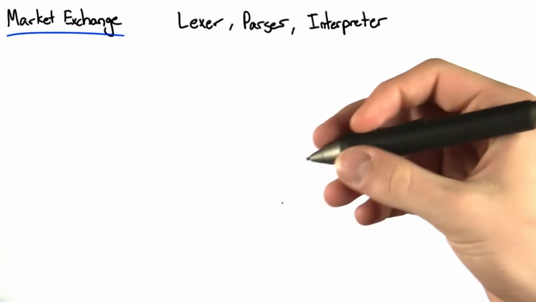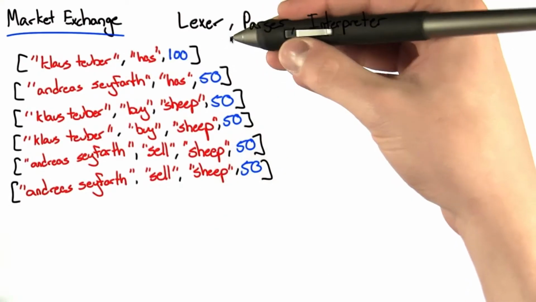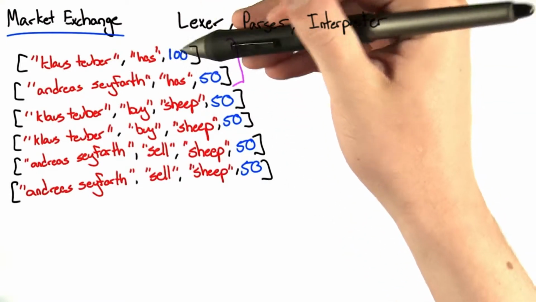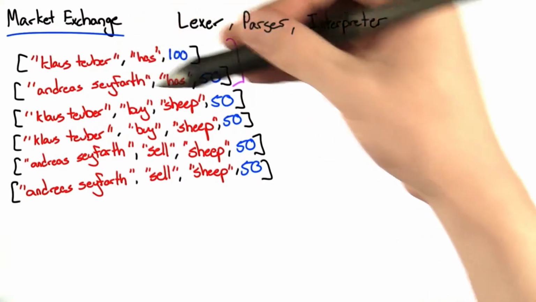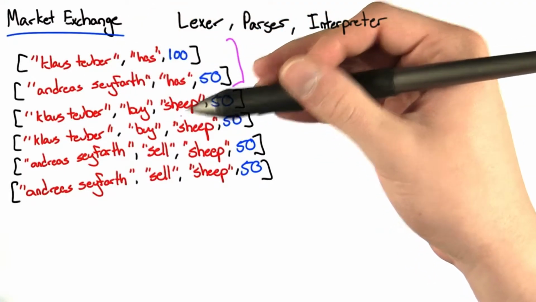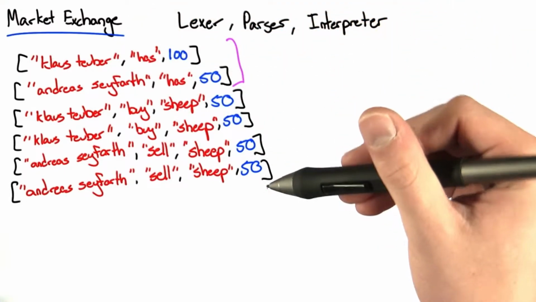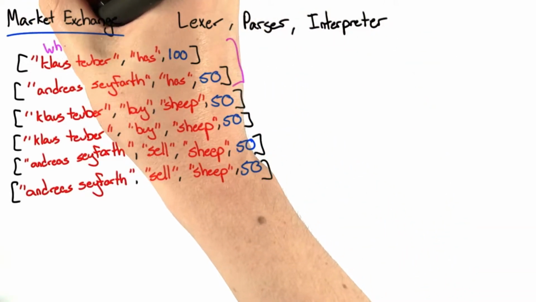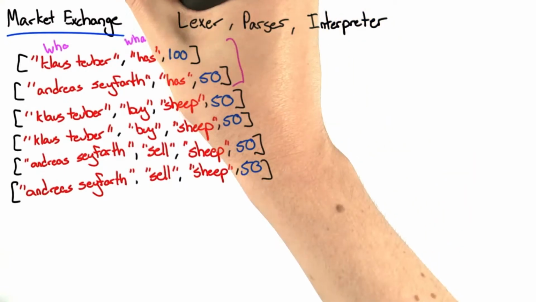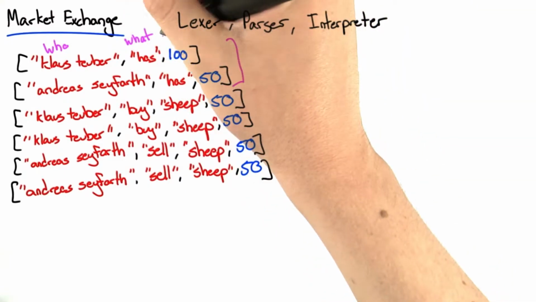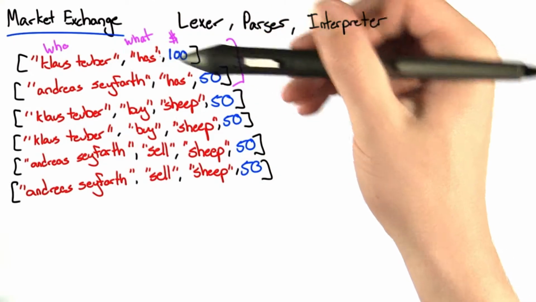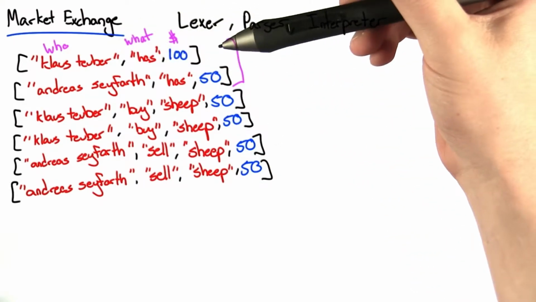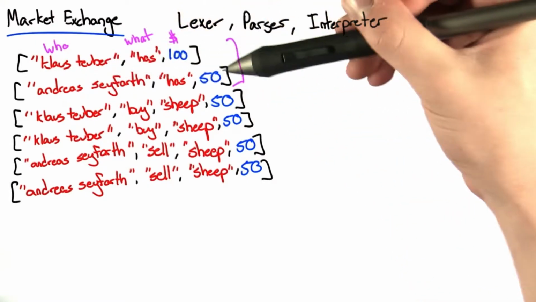So let's take a look at an example input into our interpreter. Here I have our abstract syntax tree for our market. At the beginning, we declare how much money Claus and Andreas, our two participants in the marketplace, have. And then we talk about what they are willing to buy and sell. Within each element, we generally say who is the person that this element applies to, what this element is dealing with, and then some amount of money. So for the has elements, we're saying Claus has 100 coins. And we're saying Andreas has 50 coins.